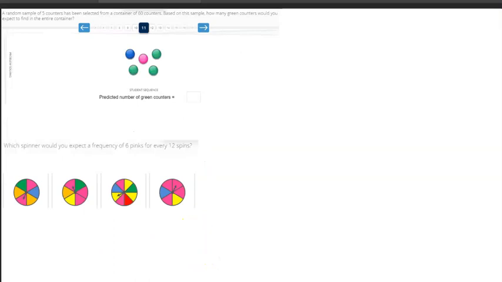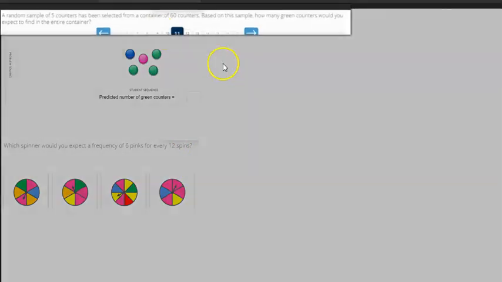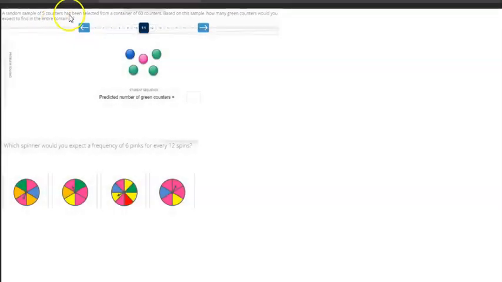The last 2 examples are the trickier examples. They look at taking random samples and also give you a multiple choice question. Okay, so this one here: a random sample of 5 counters has been selected from a container of 60 counters. Based on this sample, how many green counters would you expect to find in the entire container?